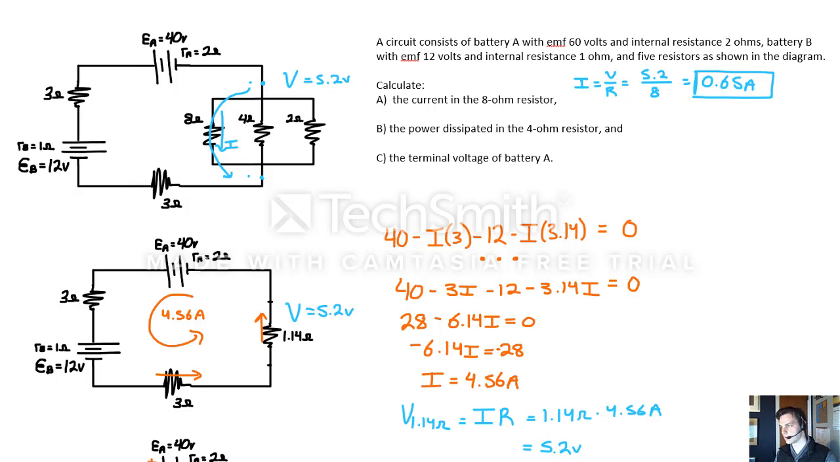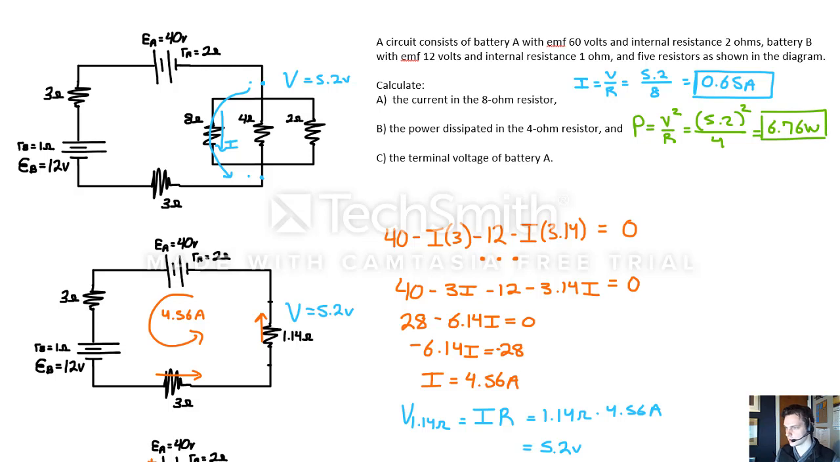Next, we can find the power dissipated in the 4 ohm resistor pretty easily as well. One of the definitions of power is V squared over R. Since the voltage through the 4 ohm resistor should be the same as the voltage through the 8 ohm, I'll apply the 5.2 volts as being the voltage through the 4 ohm and the resistance of 4. 5.2 squared divided by 4. Off screen I have my calculator. 6.76 watts.